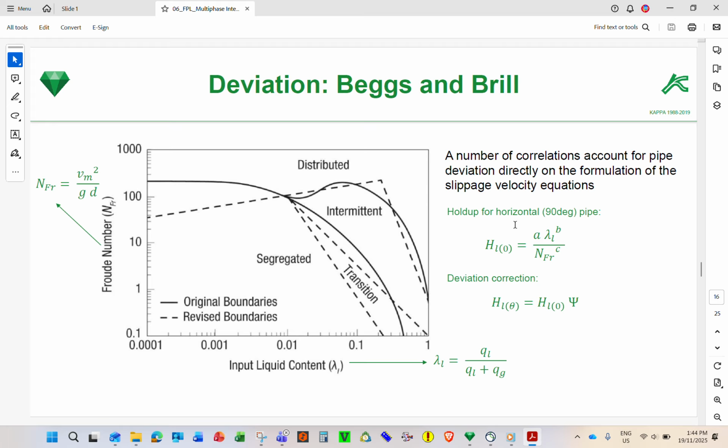So the Froude number, Vm squared. So it's like the Vm, and we have the lambda, Q liquid divided by Q total, so you have the percentage of liquid over Q total. This is the Beggs and Brill. It's logarithmic, and that's for horizontal 90 degrees. So you might have some different things, some different formula.